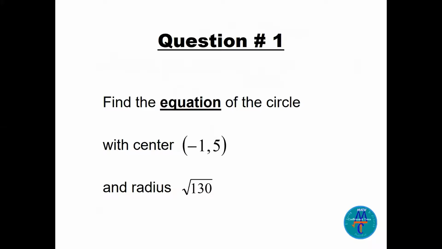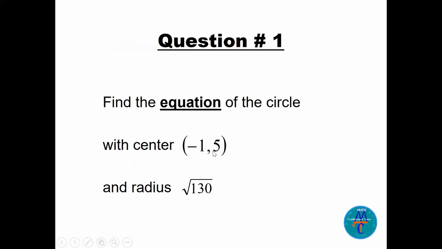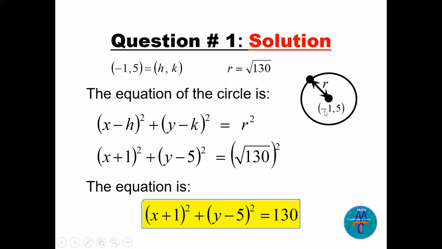So let's go to question number 1. Now let's see the answer here. You can imagine a circle with center -1 and 5, which is given. So this is h and k. It can be positive, negative, in any quadrant. And r is the radius, square root of 130. So if I need the equation, this is the equation: x minus h squared plus y minus k squared is equal to r squared. Any circle, this is the equation.